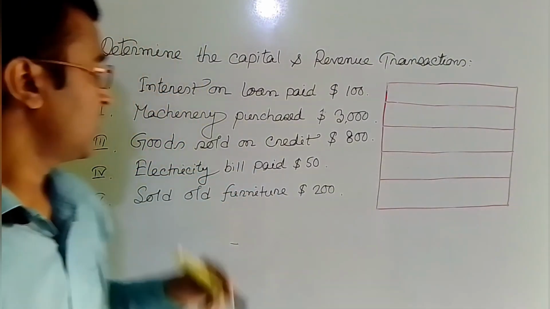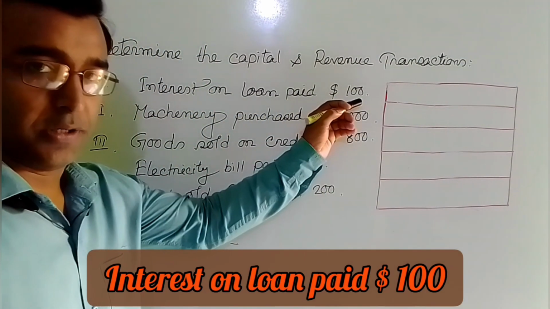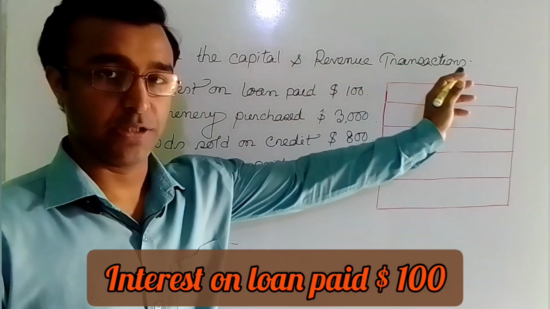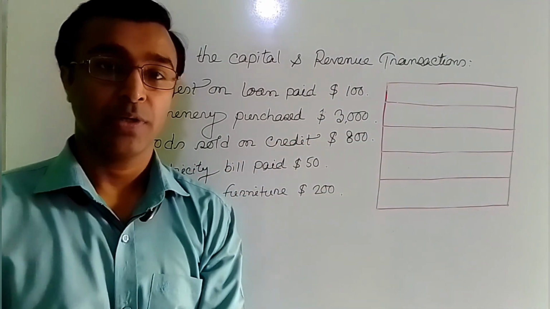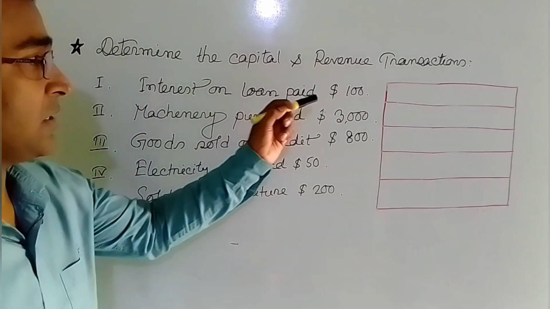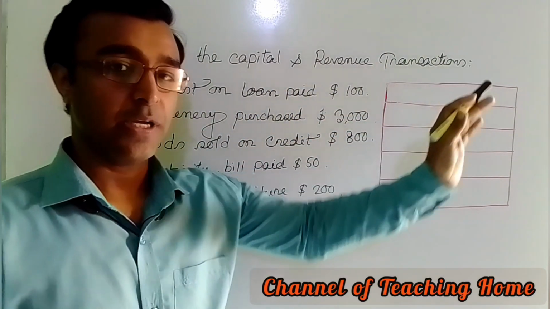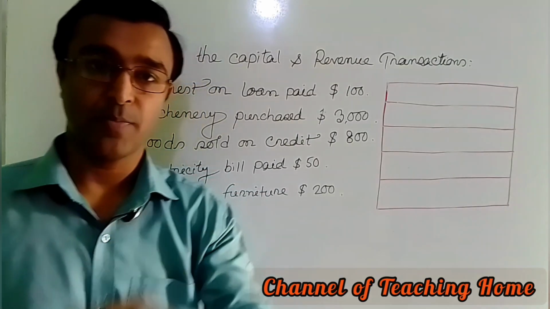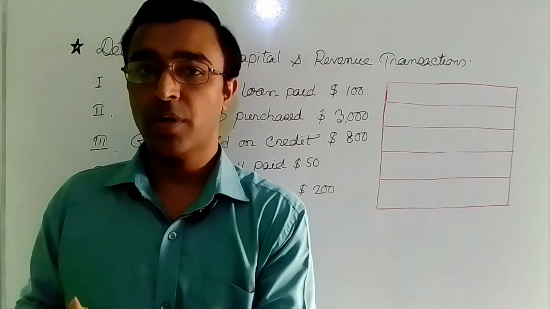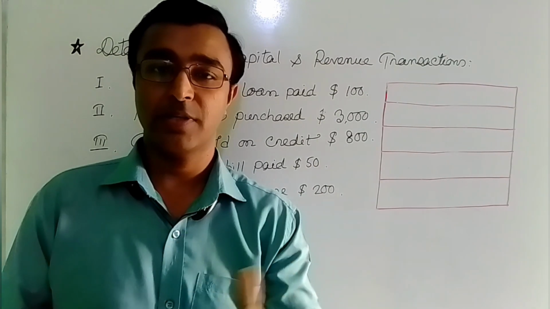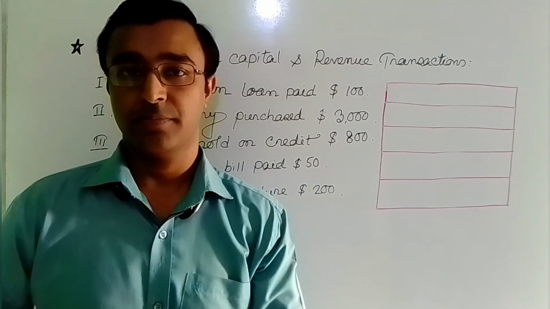Now the first one, interest on loan paid $100. It's one kind of revenue transaction and we have to write it here. But you can ask me how. Again, interest on loan paid is one kind of revenue transaction as well as revenue expenditure. Suppose you have already taken some loan from a bank and you have to repay the loan as well as interest on a monthly basis or installment.